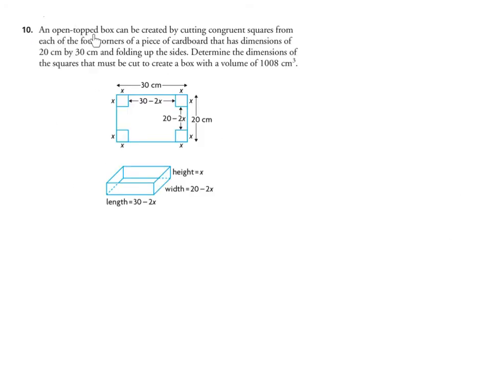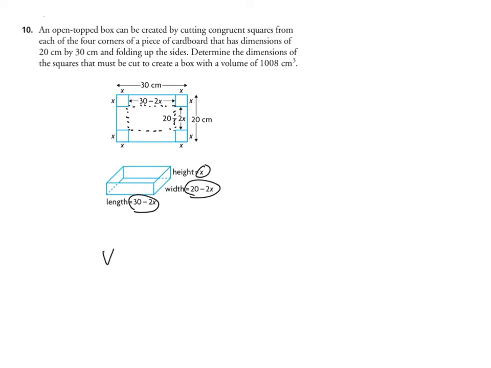All right, looks like we have an open-topped box that can be created by cutting these 4 squares out of a box. So this is my box that doesn't have a top on it. Determine the dimensions of the squares that must be cut to create a box with a volume of 1008. All right, so when I'm going to fold here, here, here, and here, the length is going to be, it even tells you, 30 minus 2x, the width will be 20 minus 2x, and the height will be x.